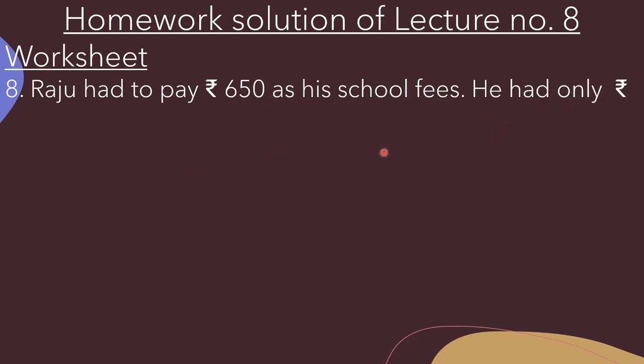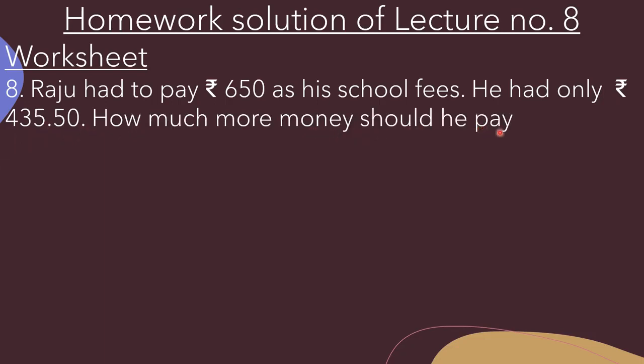Now question number 8, it is given Raju had to pay rupees 650 as his school fees. He had only rupees 435.50. How much more money should he pay? So to find out this, we need to subtract the given amounts. From the bigger amount, we will subtract the smaller amount. So here we will write rupees and paise. Now we have to write its statement.